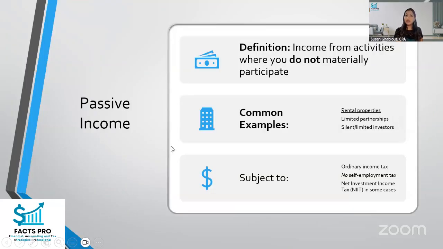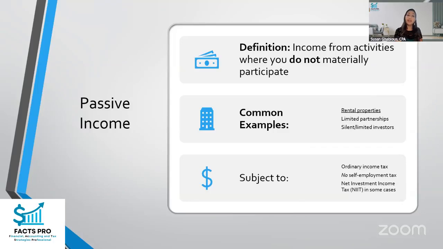The passive is income from activities where you don't materially participate. You just do a little bit of things. You may be just doing an investment in a limited partnership, or some sort of investment where you just give a check, and you're expecting to have income out of that check, but you're not managing, you don't have decision making, you're not doing any of that. And the common example of it is rental properties.